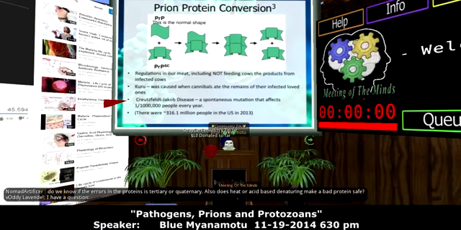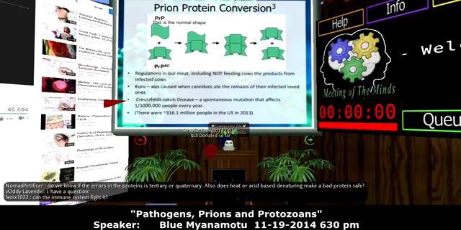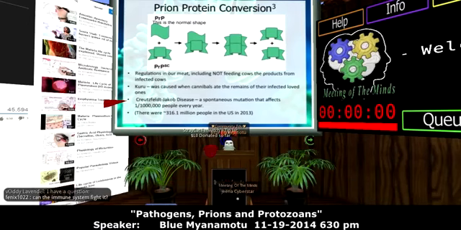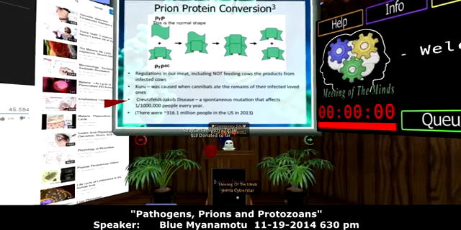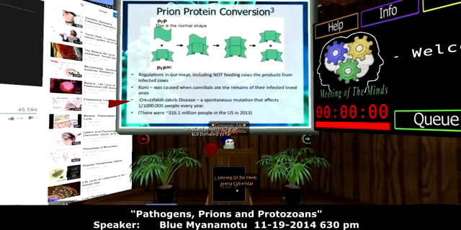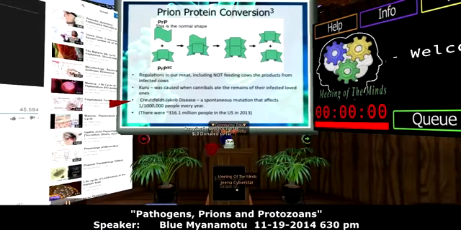Do we know if the errors in proteins are tertiary or quaternary? And also, does heat or acid-based denaturing make the bad protein safe? As far as I understand, Clint, denaturing does not make the protein safe. In fact, my understanding is that it's a nearly, and Stephen, you can weigh in on this if you want, I'd almost say an immortal type of protein. It's very unusual. You really can't destroy it, which is freakishly scary that it's a matter of conformation.